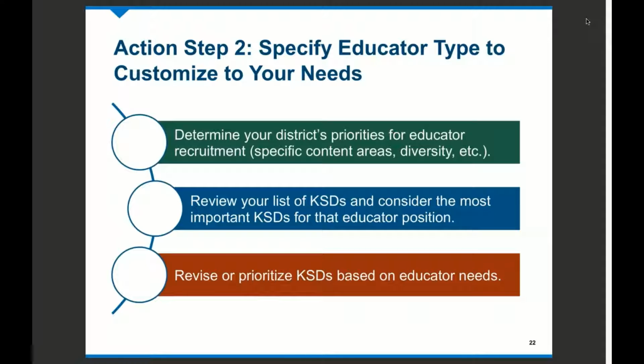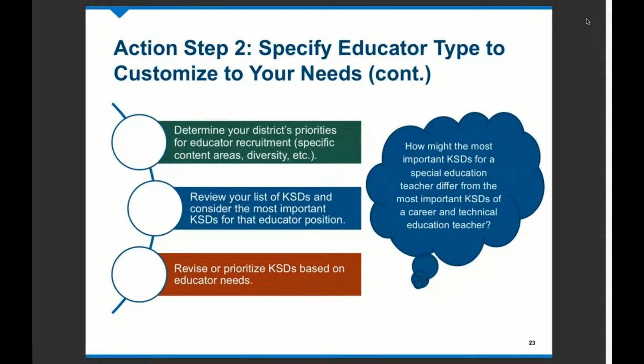Once the district and school knows which educators you are looking for, the second part of this action step is to review the KSDs list that was developed for the specific educators you are looking to recruit for. This is an important step in the process because it is likely that certain knowledge, skills, and dispositions might be more or less important based on the specific educator positions you are trying to fill. The final part is to actually prioritize or modify the list to reflect the most important KSDs for the specific educator positions you seek to recruit.